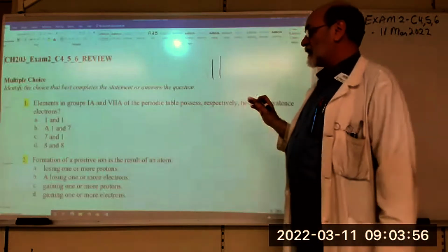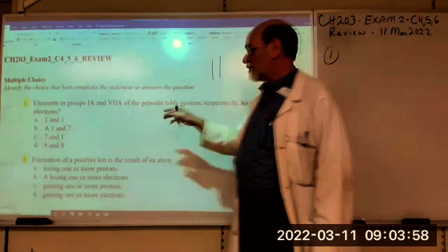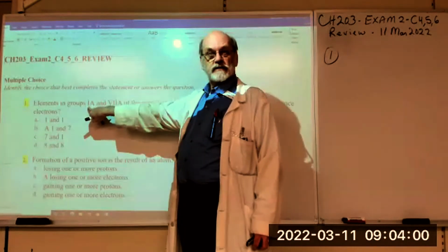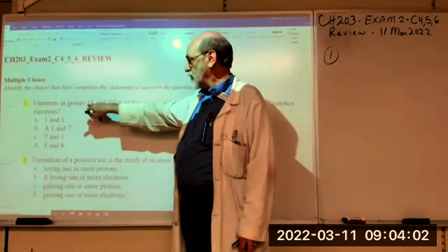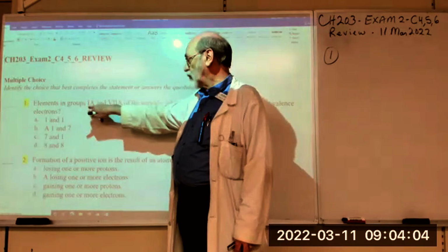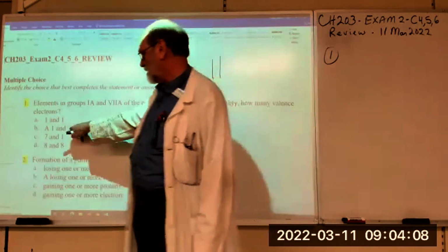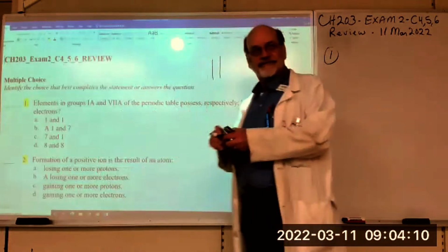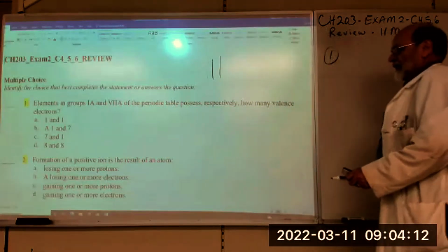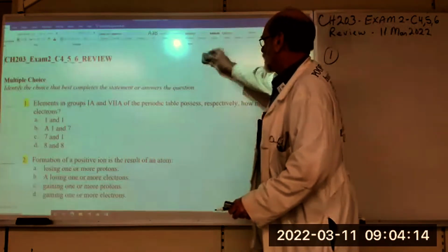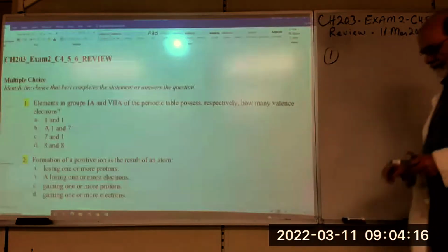So what it also tells you is that the Roman numeral is the number of valence electrons. So the answer is 1 and 7. Where is it? Here it is, 1 and 7. That's one of the advantages of the old system.